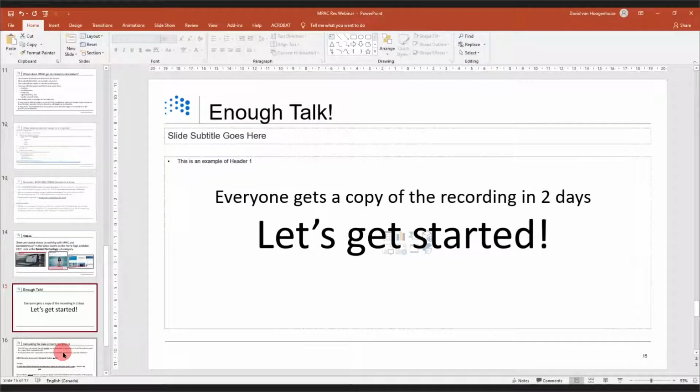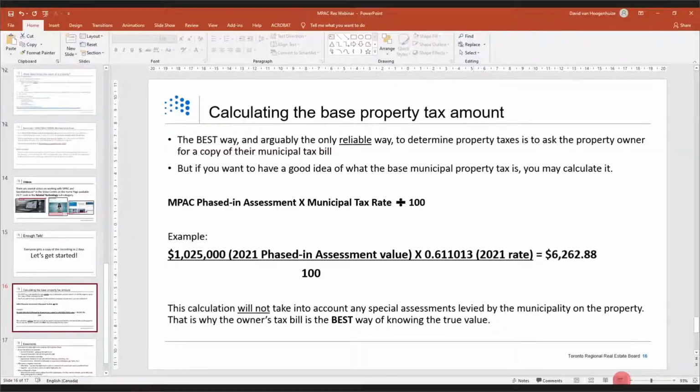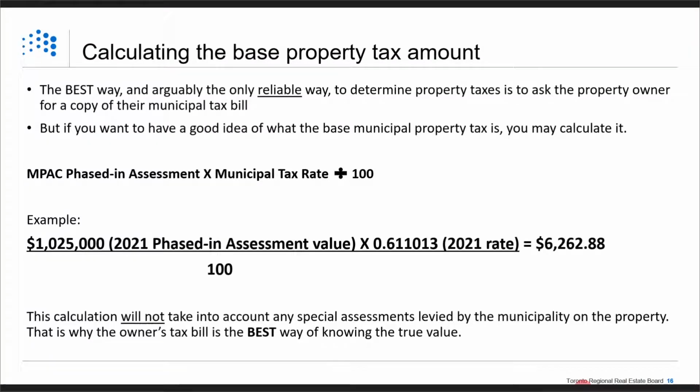Okay, let me show you that calculation. Here it is. This is how you calculate property tax. You take the phased-in assessment value and you multiply it by the mill rate, and the years have to match. So 2021, 2021, 2020, 2020, and you divide by 100. Now, why do I say take that with a baseball-sized grain of salt? In Toronto, this is actually mine. This is my taxes on my property, as they were revealed to me today.